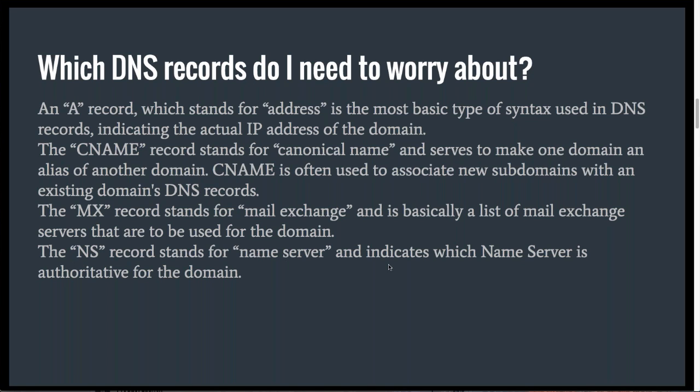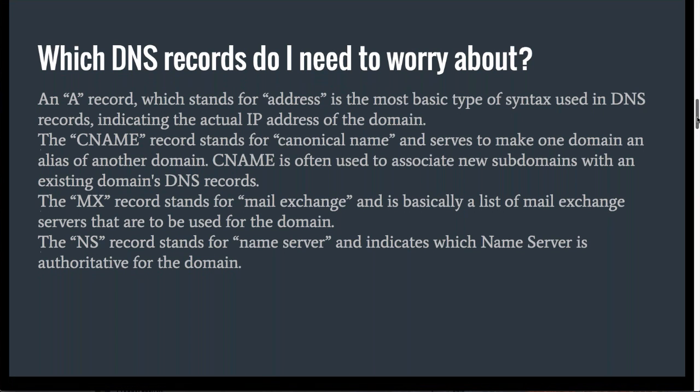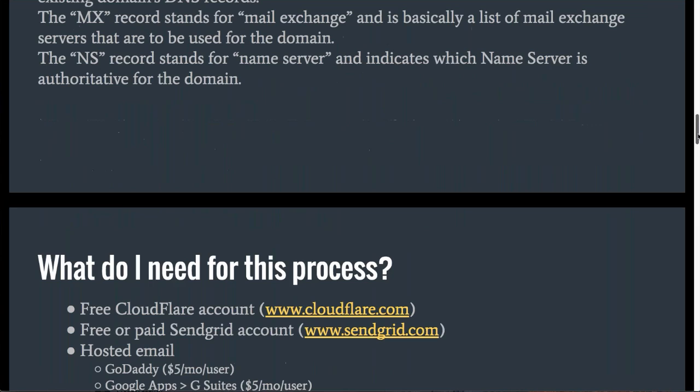NS record stands for name server and indicates which name server is authoritative for the domain. So you're only going to have one set of NS records for your domain, but you might have multiple CNAME, multiple A records, multiple MX records, and there's actually a whole lot of other records, but we're not going to focus on those today. And just so everybody knows, if you're mildly confused, don't worry, so am I.